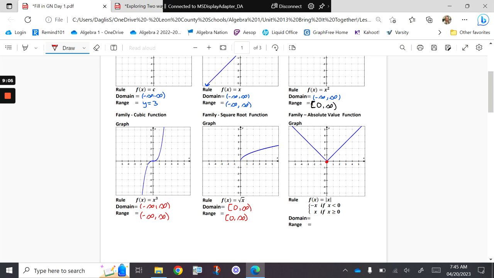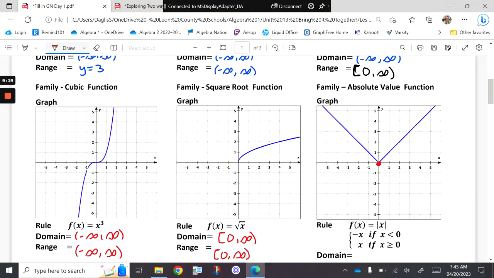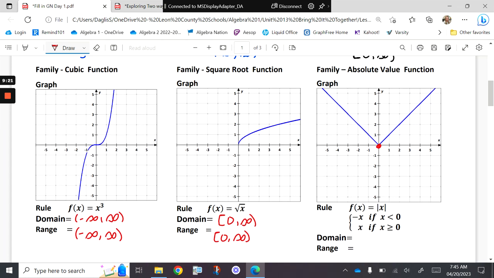So we have an absolute value. We have our negative x's give us a positive result. Our positive x's also give us a positive result. That's the rule of absolute value. What is the domain of our absolute value graphs? What's the lowest x we're going to use? What's the lowest x? Negative infinity. Yeah, forever left and forever right.